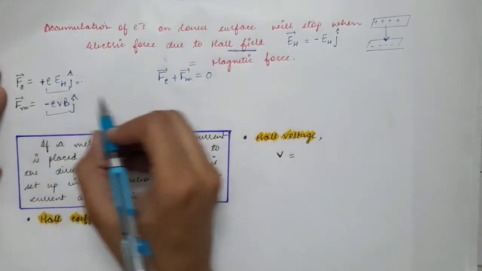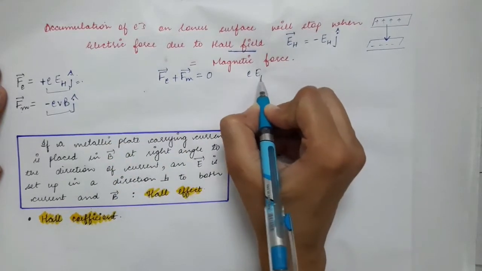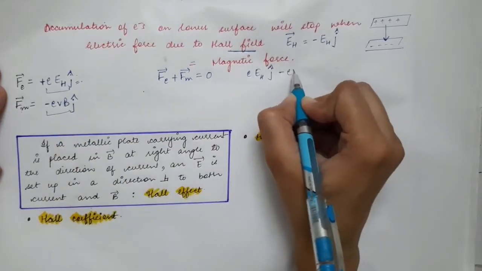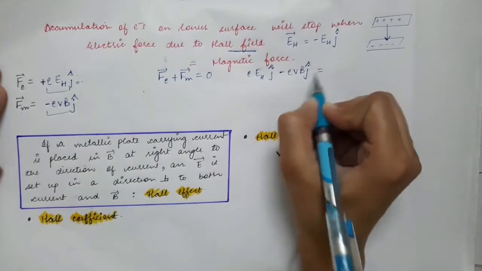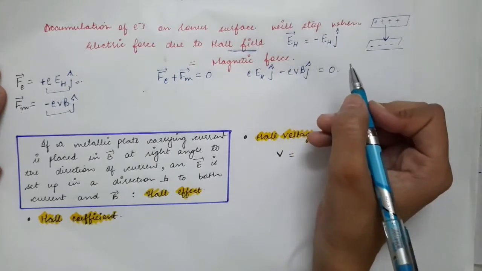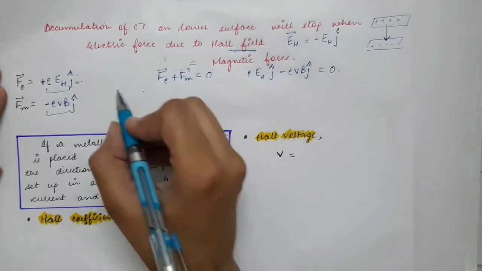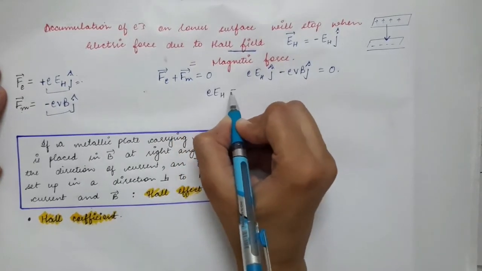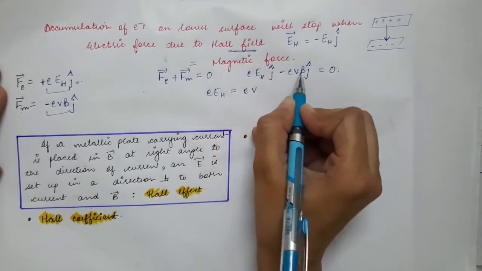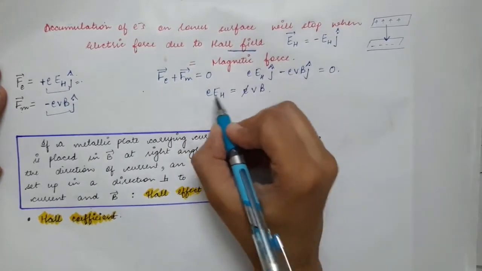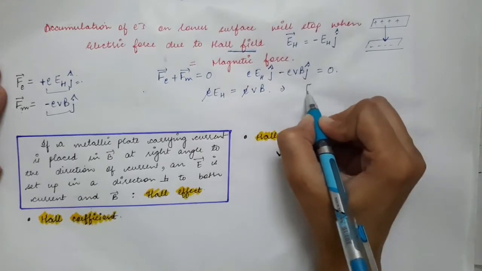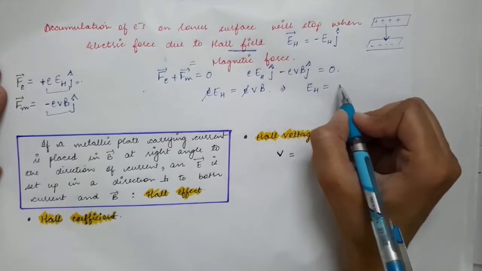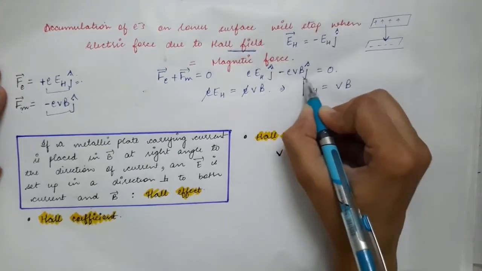So what is the electric force? It is given by e times E_H j cap. The magnetic force is given by minus e v B j cap, and that will be equal to 0. You can calculate further, so you will get e into E_H is equal to e into v into B. From here you get the magnitude of the Hall field, which will be equal to v times B.